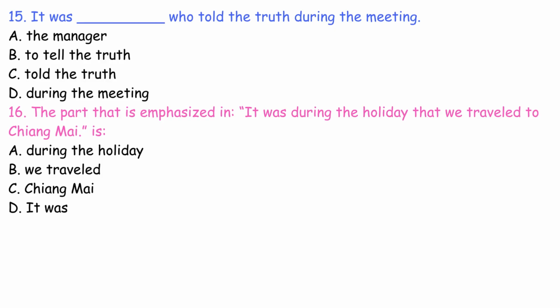15. It was ___ who told the truth during the meeting. A. The manager. B. To tell the truth. C. Told the truth. D. During the meeting. 16. The part that is emphasized in: It was during the holiday that we traveled to Chiang Mai, is ___. A. During the holiday. B. We traveled. C. Chiang Mai. D. It was.